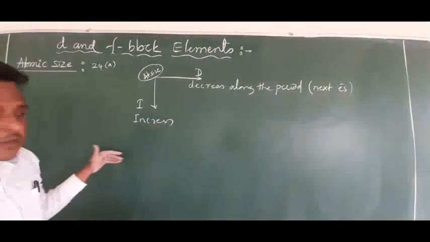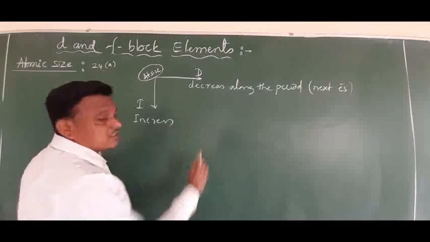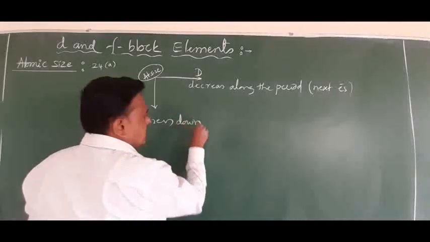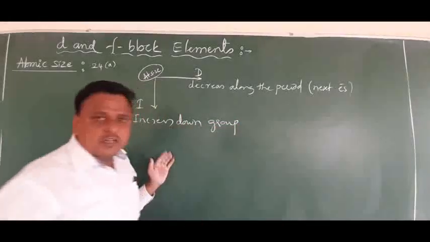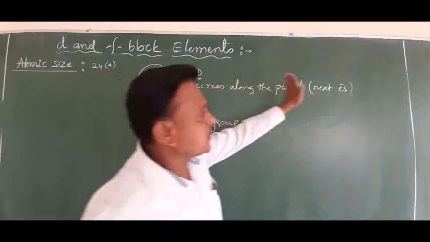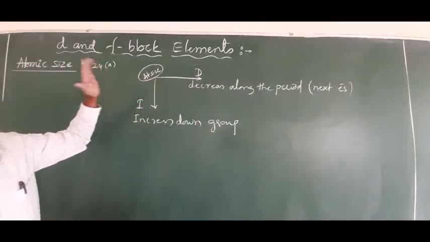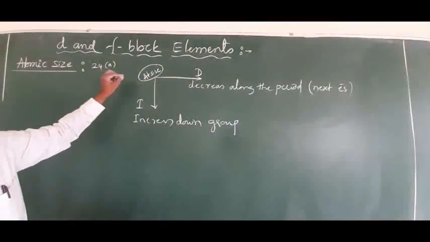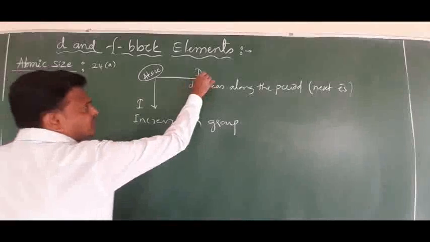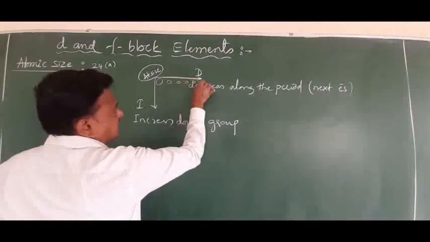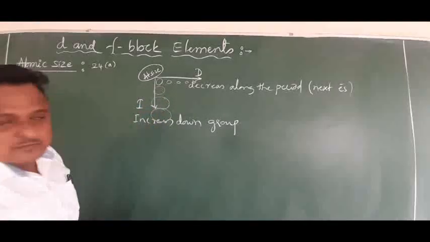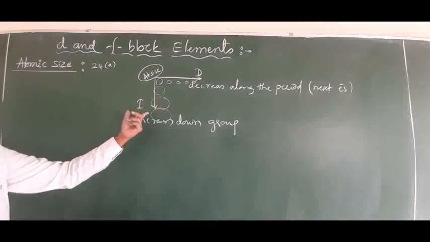Atomic size increases down the group because the principal valence shell increases. Atomic size increases down the group and decreases along the period. This is the general concept of the periodic table. Along the period, atomic size decreases as the next electron enters. Down the group, atomic size increases because the principal valence shell itself increases.